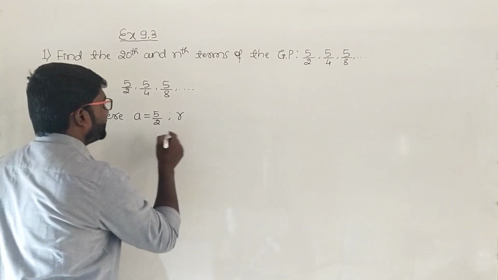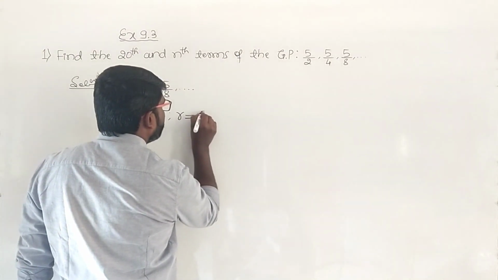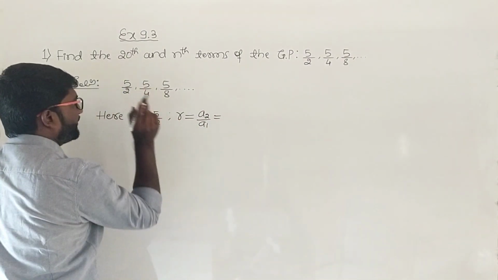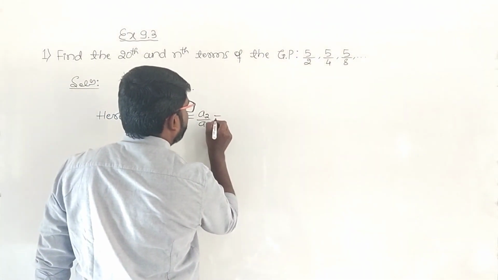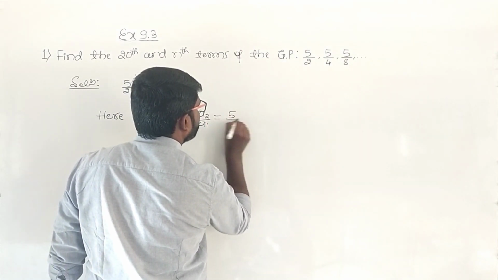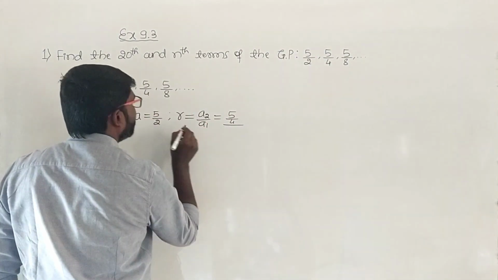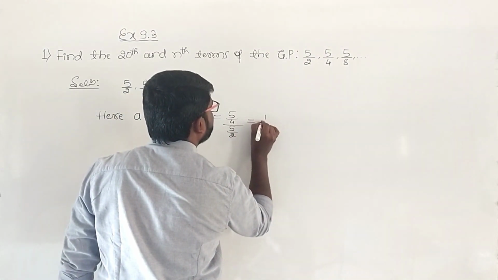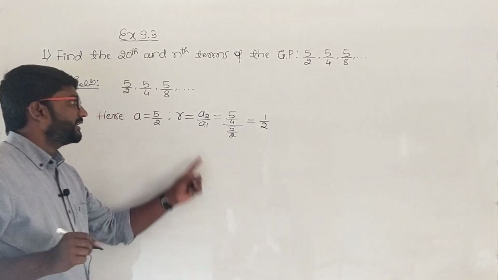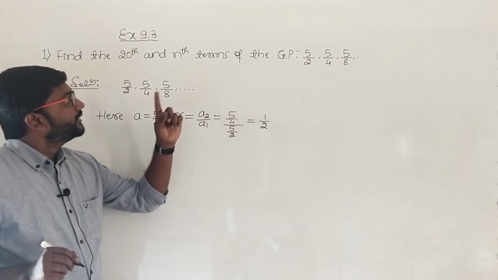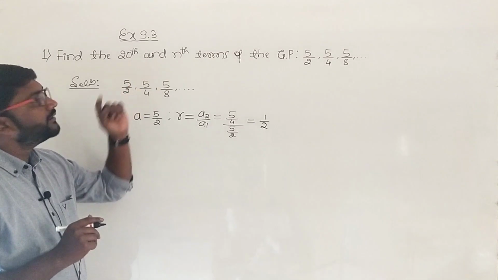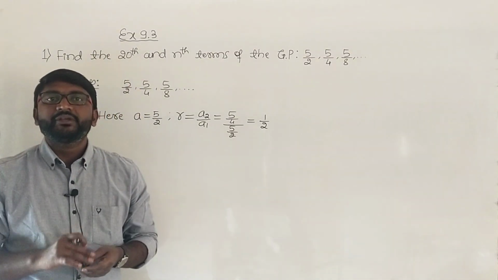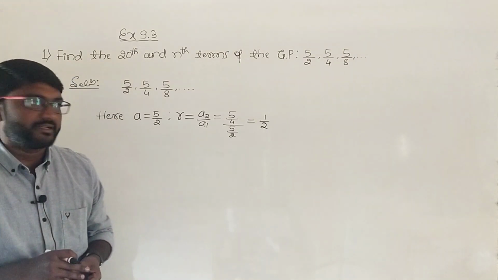The common ratio is A2 by A1 or A3 by A2. So R equals A2 by A1. What is A2? It is 5 by 4, divided by 5 by 2. Simplify this, and you get the answer 1 by 2. So the common ratio is 1 by 2. Now we have to find the 20th and the nth term. What is the nth term of a GP? It is An equals A into R raised to n minus 1.